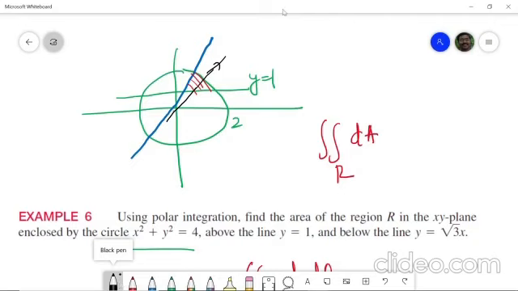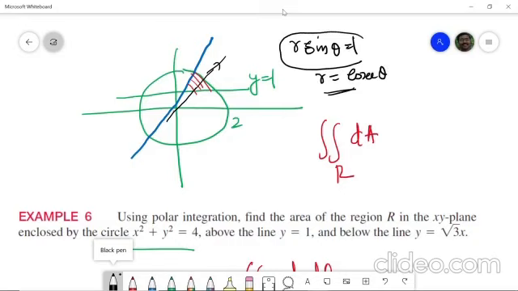Y is equal to 1, and the value of y is actually r sin theta. So r sin theta is equal to 1, so it is starting from r is equal to cosec theta. It is starting from the line y is equal to 1, that means the line r sin theta is equal to 1, and it is moving till the circle. In the circle, the value of r is actually 2. So your area would be the integral from cosec theta to 2 of r dr d theta.